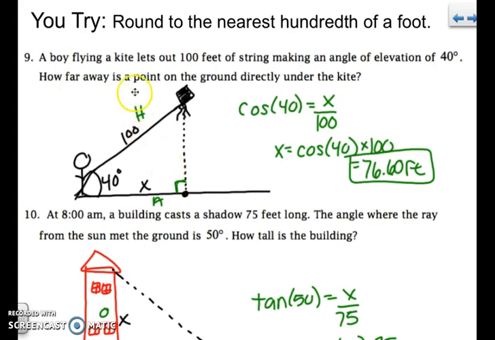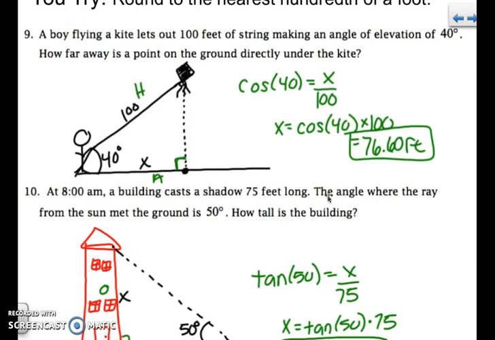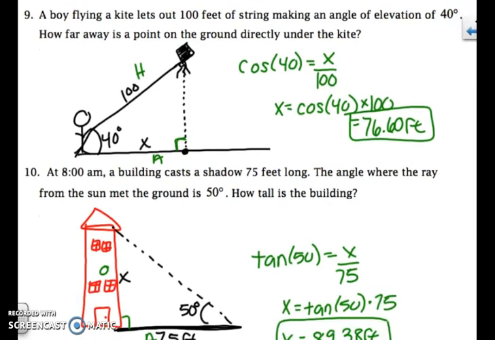So now this was a little tricky. When it asks how far away, that typically means horizontal distance. So it's okay if you put it here, but more specifically, far away means on the ground. So you're looking for how far from the boy to a point on the ground. So you would do adjacent and hypotenuse. And so you would use cosine, x is up high, cross multiply, and you should have gotten 76.60 feet. Okay? Let me know if you have any questions on that one.